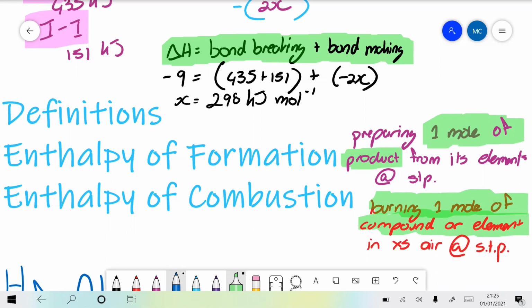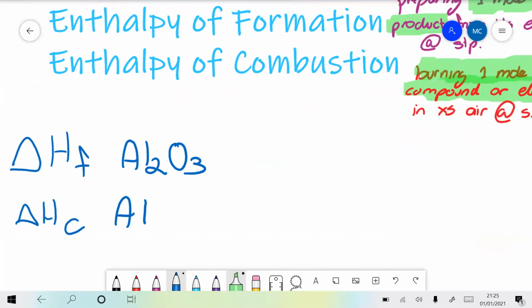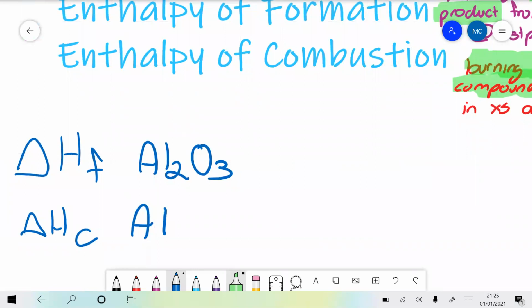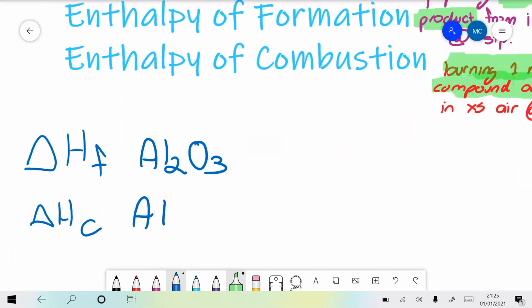So as an example, I would like you to try to write equations for the enthalpy of formation of aluminum oxide and the enthalpy of combustion of aluminum. Again, if you would like to try it out yourselves first, please stop the video here and continue once you are comfortable with your answers.